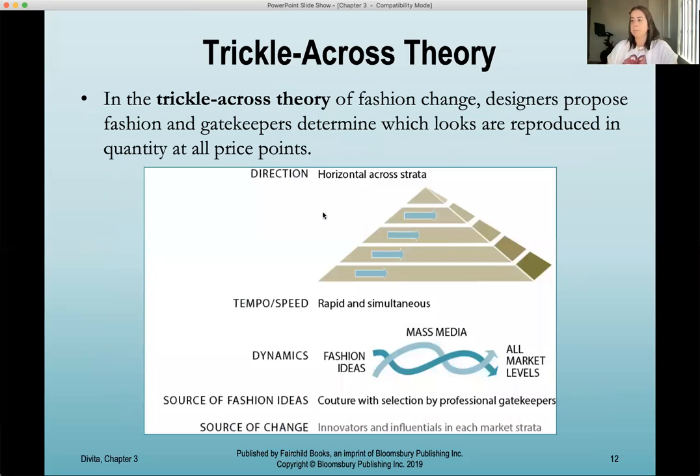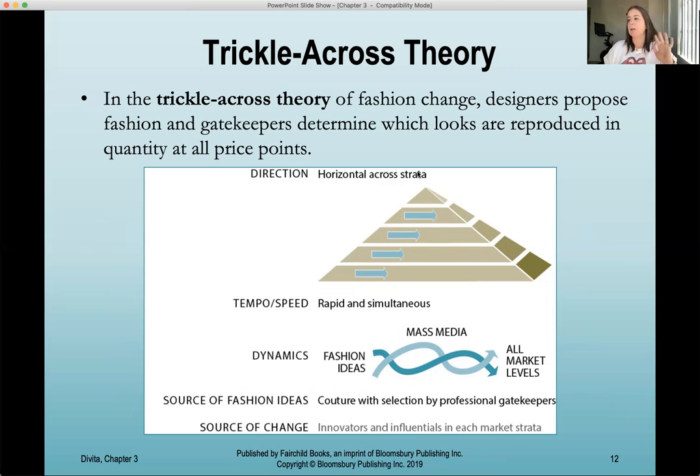So when we look at this, it's much different than the previous theory. In the trickle-across theory of fashion change, designers propose fashion and gatekeepers determine which looks are reproduced in quantity and at all price points. So within each class category, there are gatekeepers of fashion. There are people that are innovators within each category. Those people are the ones that are determining whether the looks are approved, whether they're adopting them, and how they're reproduced, what quantity they're reproduced in, and what price points are needed for their class.